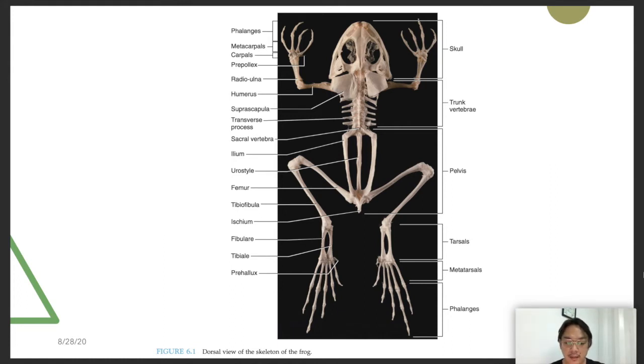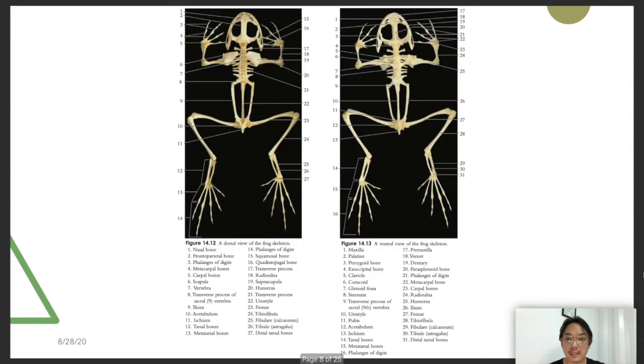Now I'll be reading the different parts of the dorsal and the ventral view of your frog skeleton. So the first one on the left side of dorsal view, number 1, nasal bone. Number 2, frontoparietal bone. Number 3, phalanges of the digits. Metacarpal bones, number 4. Carpal bones for number 5. Here, the palm bones. Number 6 for scapula.